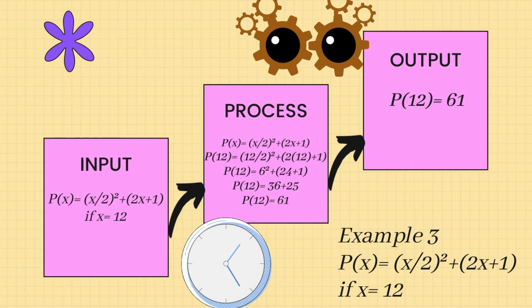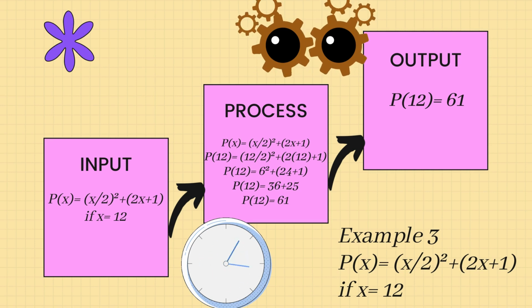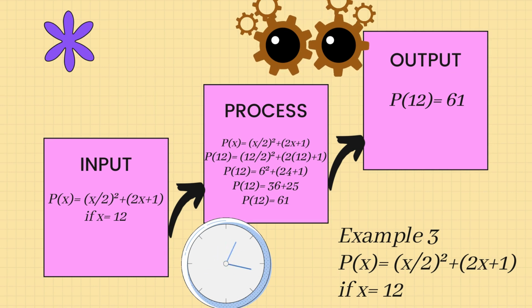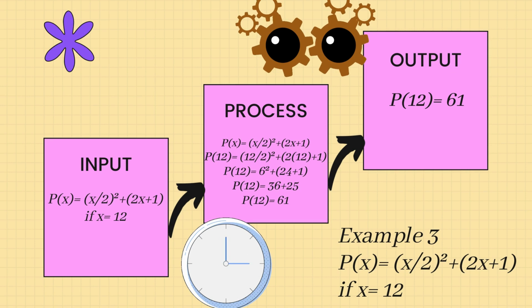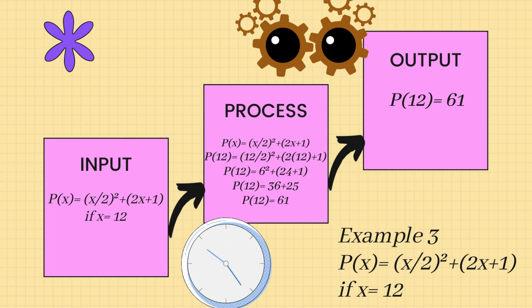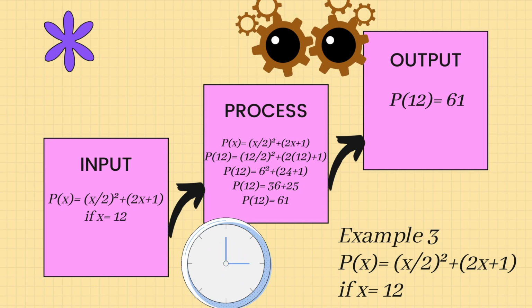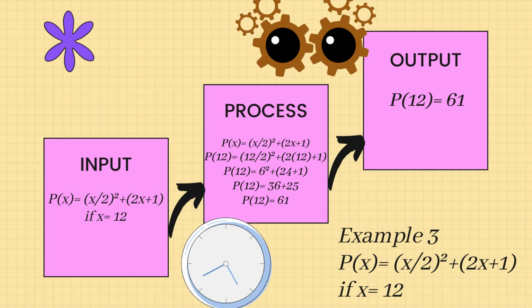Example number 3. The input will be p of a is equal to (x over 2) squared plus 2x plus 1, if a is equal to 12. The process will be p of a is equal to (x over 2) squared plus 2x plus 1. Next term will be p of 12 is equal to (12 over 2) squared plus 2 times 12 plus 1.